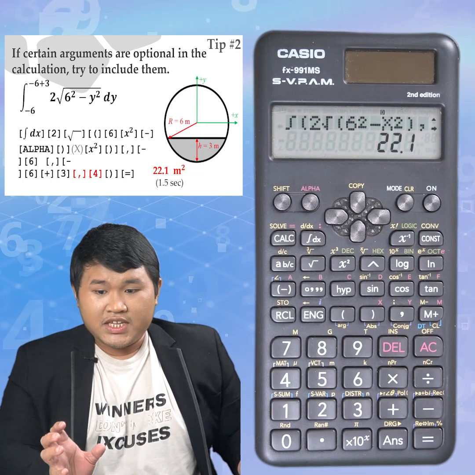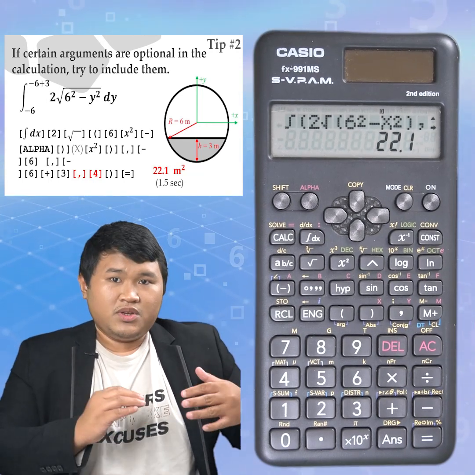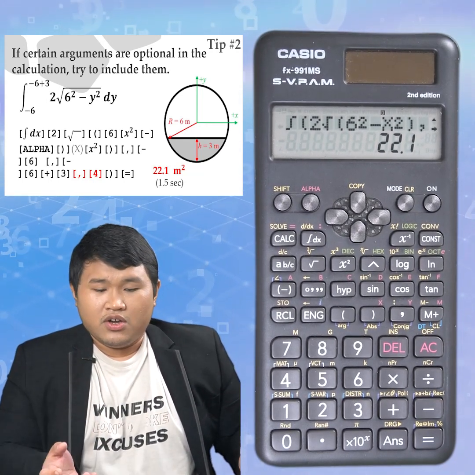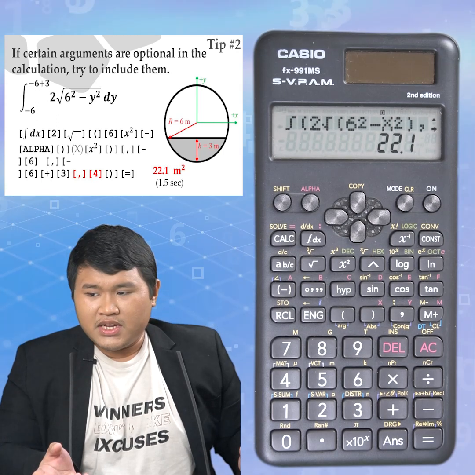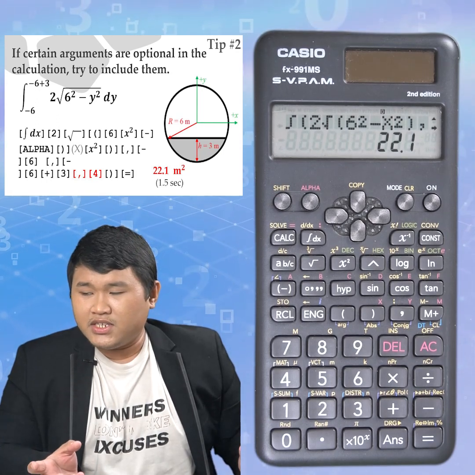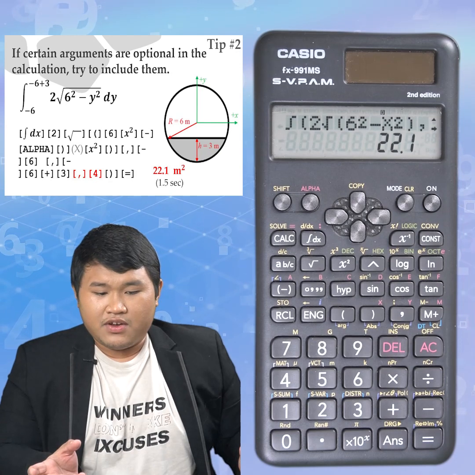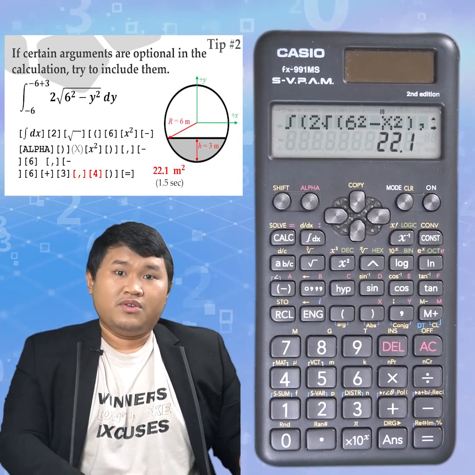So try to decide on the balance between the accuracy and the speed of calculations. For many purposes, for integrals, 5 is enough. So for the fourth parameter, 5 is enough.